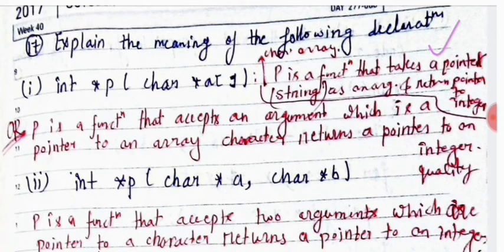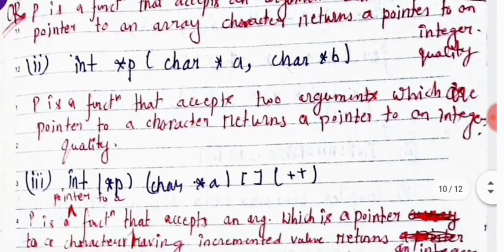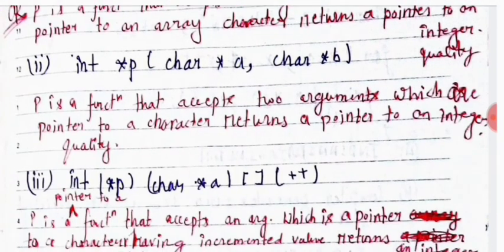Another way we say that p is a function that accepts an argument which is a pointer to a character array and returns a pointer to an integer. Now come to the second declaration. Here the second declaration is defined as int *p(char *a, char *b). So p is a function that accepts two arguments which are pointers to characters, and returns a pointer to an integer.